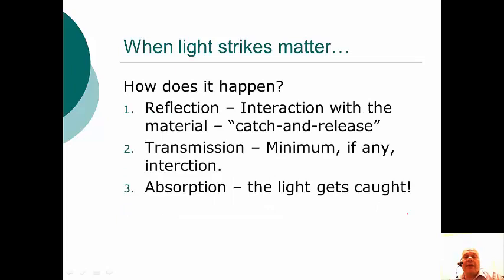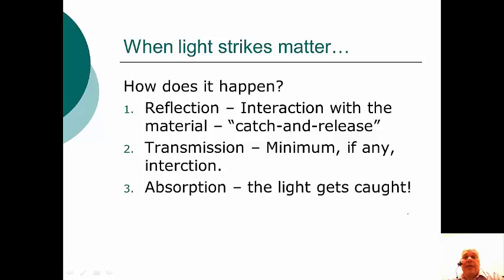Now, these three things happen in different ways. The reflection might be simply a hard bounce. The light ray strikes the surface and bounces off. The actual interaction is a little more complicated, but we don't need to worry about it. But you could think of it as a sort of an electromagnetic catch and release.